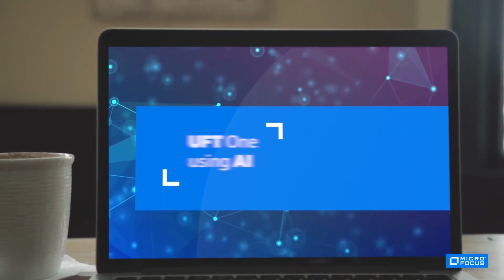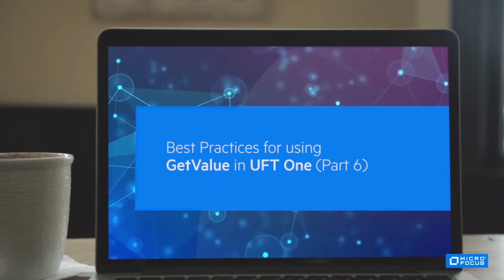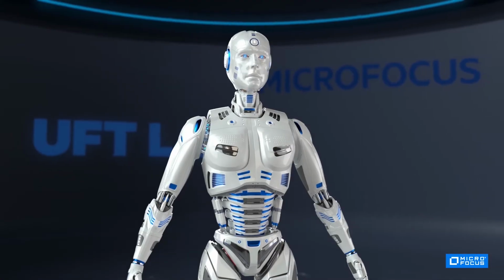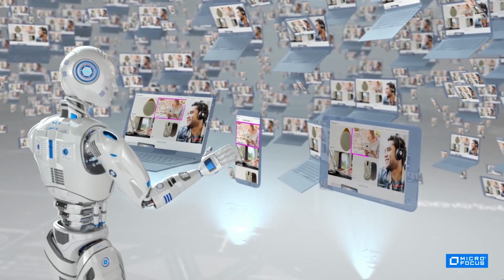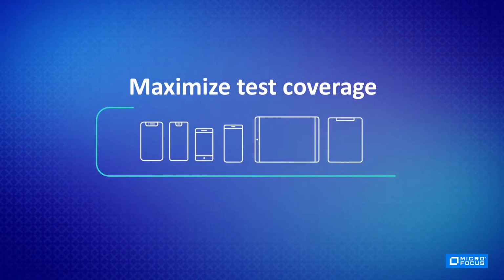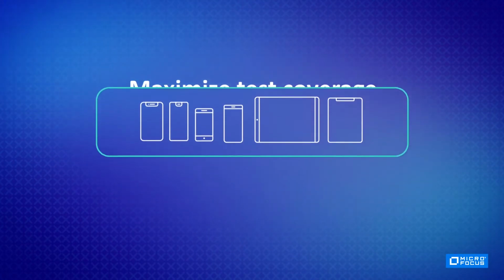In this video, you will see how UFT1 uses artificial intelligence to compose a single automated test script that will run on multiple platforms and browsers. With UFT1, you can test more in less time and with less effort.